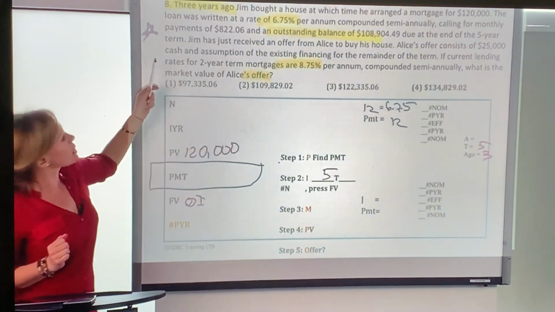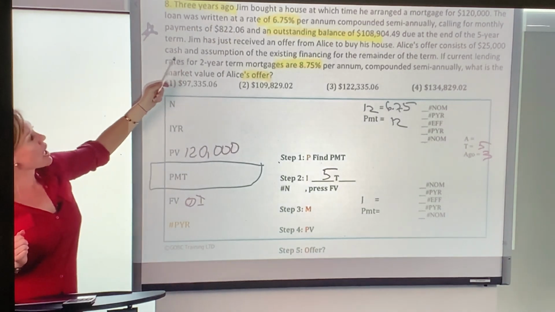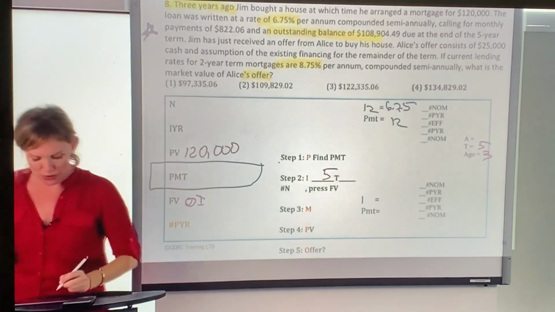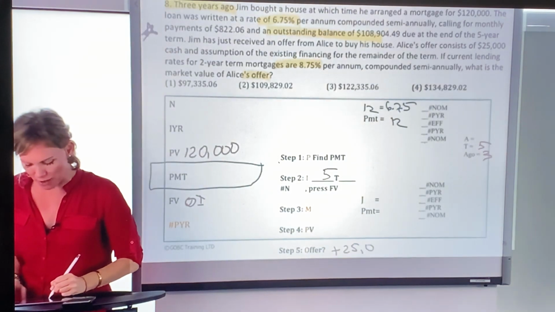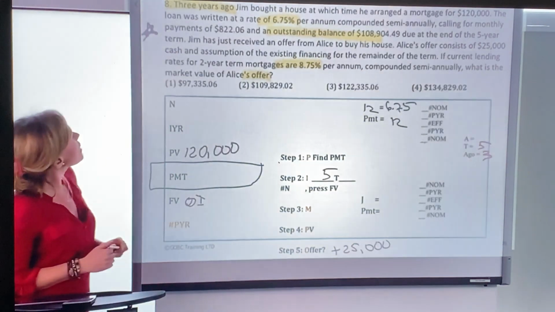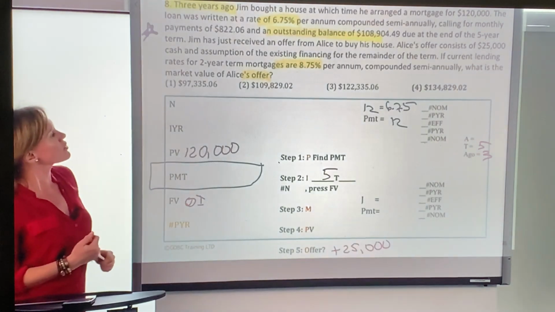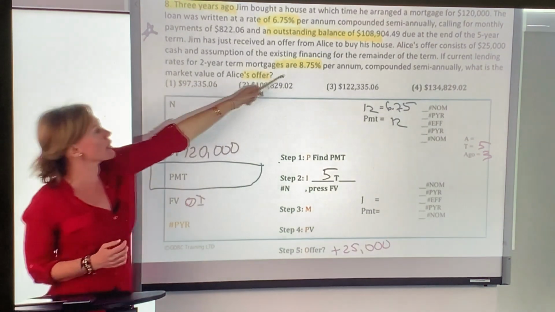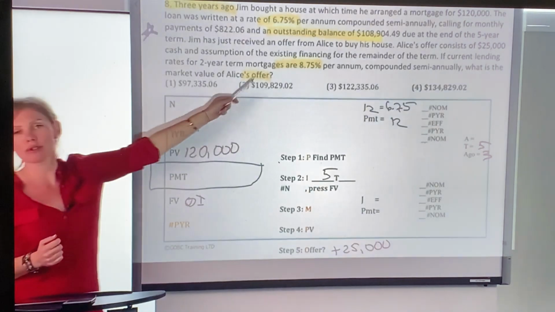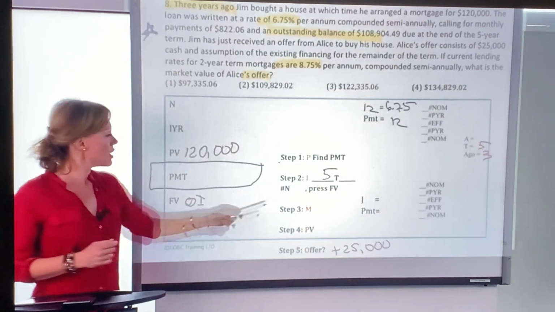And what else do we have in here? Jim has received an offer from Alice to buy his house. She gives him a cash of 25,000. So if it's an offer, I'll put that 25,000 right at the bottom, straight up, into step number 5, so plus 25,000. And the assumption of the existing financing for the remainder of the term. So the current rate for the 2 years term mortgages will be 8.75, compounded semi-annually. What's the market value of an offer? So we're looking for the offer, right? So that's why we put the cash in here. The second rate will go in here.